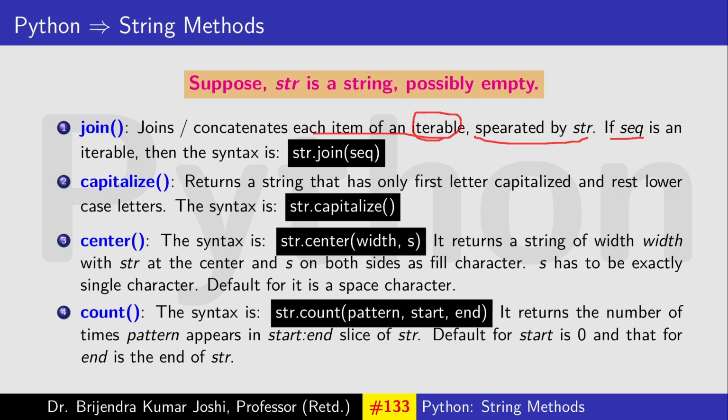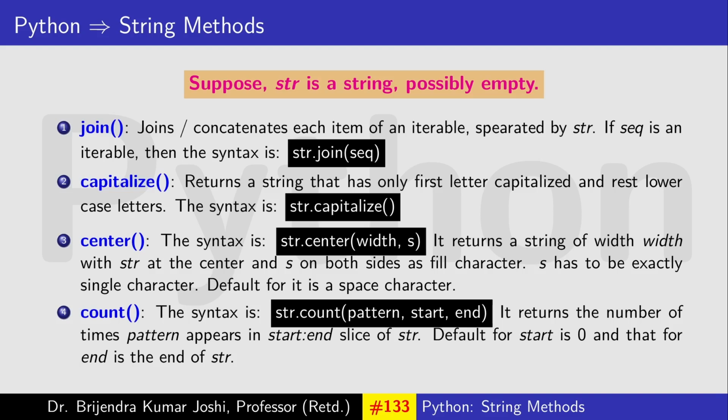So what happens is, join selects each item of this seq and makes a bigger string with each pair of items of seq separated by str. So all items of seq are joined together with str in between them, and this str may be an empty string or it can be a single character.